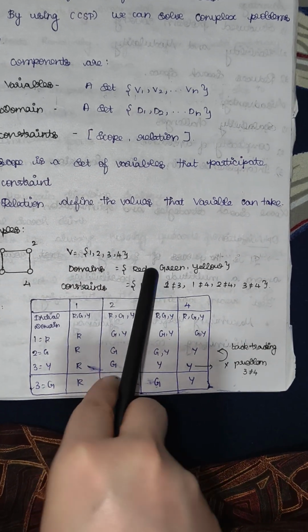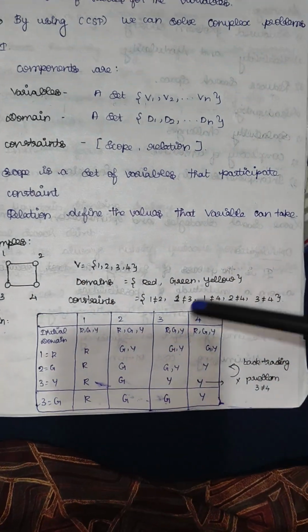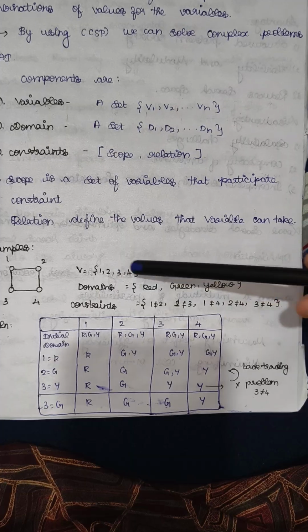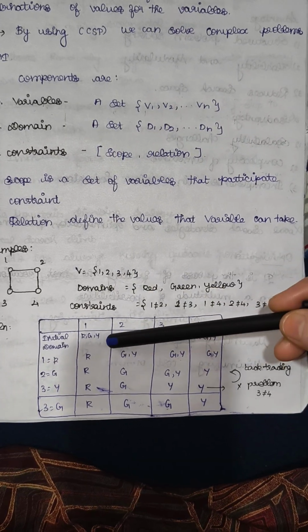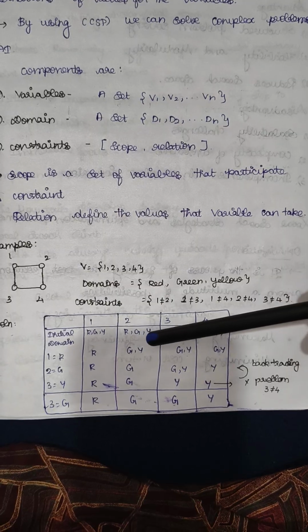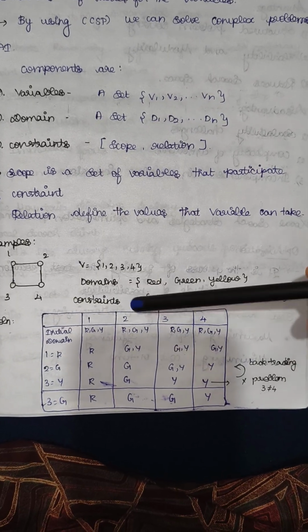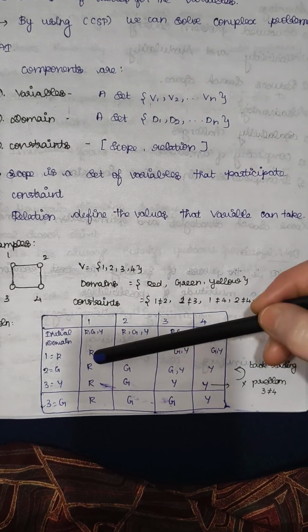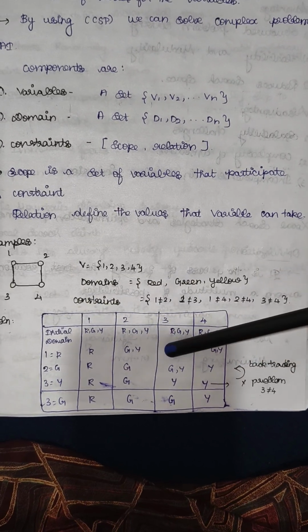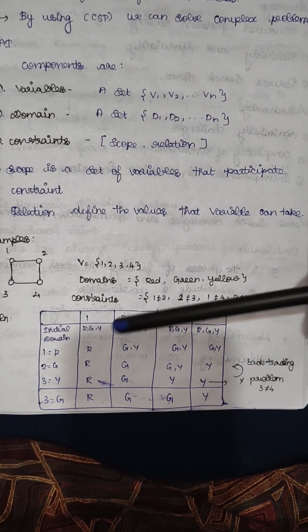So we have to assign one color to one particular variable. So first, let us assume 1 has been assigned to red. So the remaining colors, or domains, are green and yellow, that may be assigned to 2, 3, and 4. So 1 is fixed, red is fixed and assigned to 1, and the remaining colors are given to 2, 3, and 4.